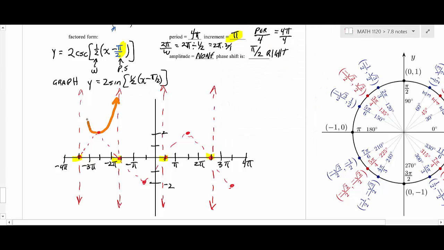My teacher told me years ago that's the hump of the camel's back, and this is the camel's belly. I still remember that after all these years.